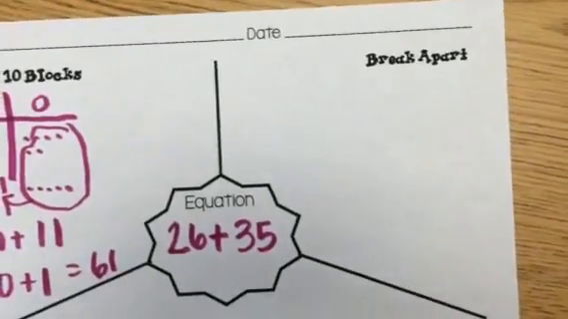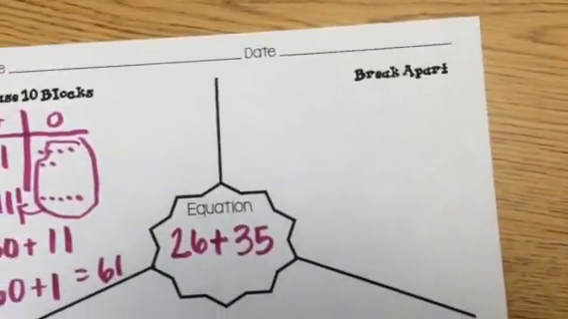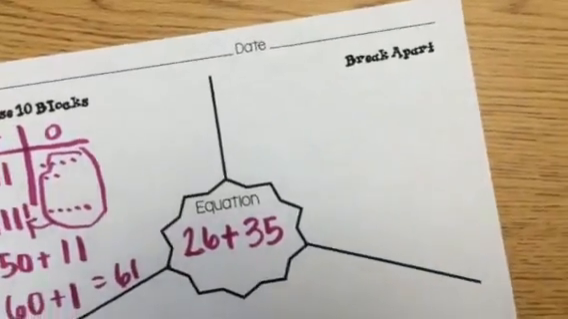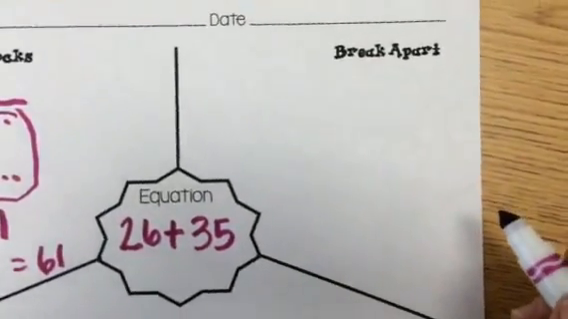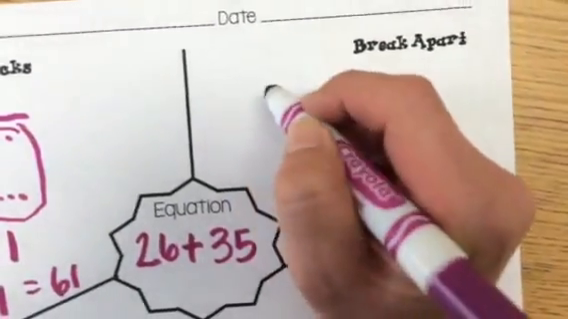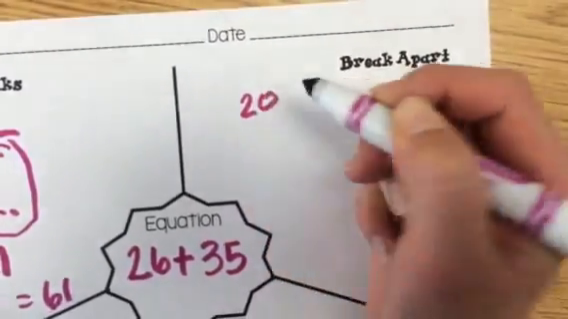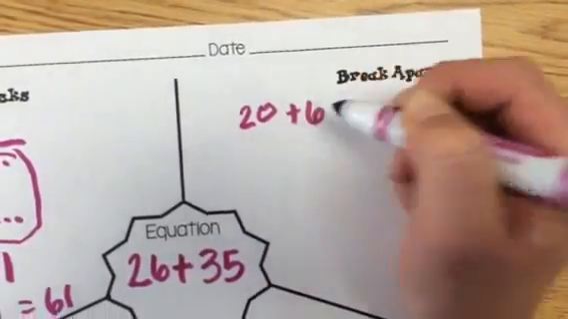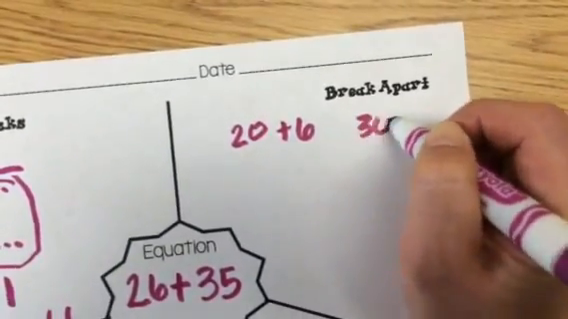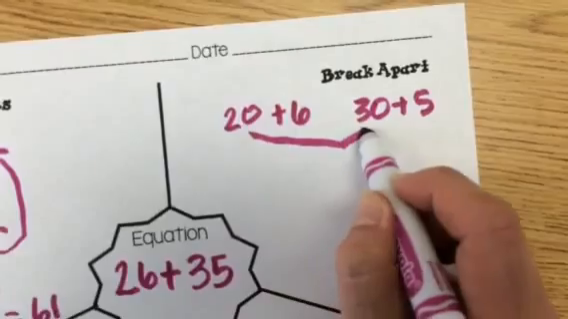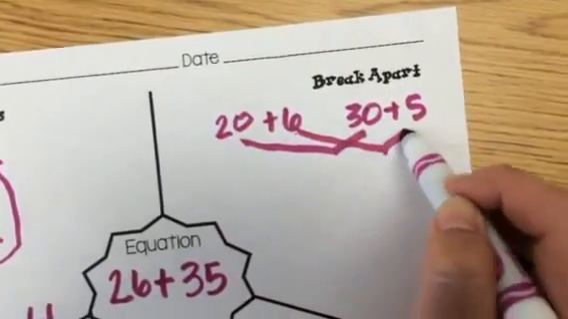The break apart strategy is another strategy that the kids use, which also utilizes the tens and ones places of the numbers. So if I was going to add 26 plus 35, I would break apart each number into its expanded form. So 20 plus 6 and 30 plus 5. So then I'm just going to add my tens together and my ones together.